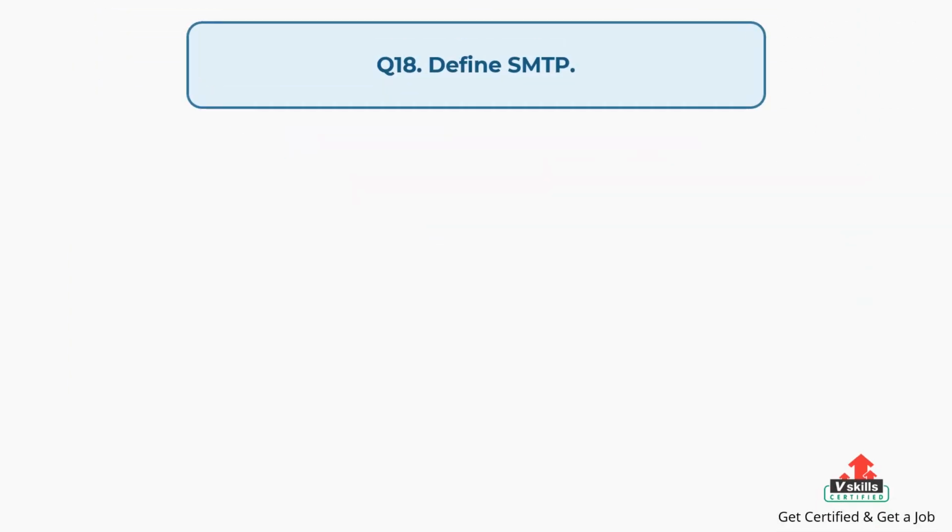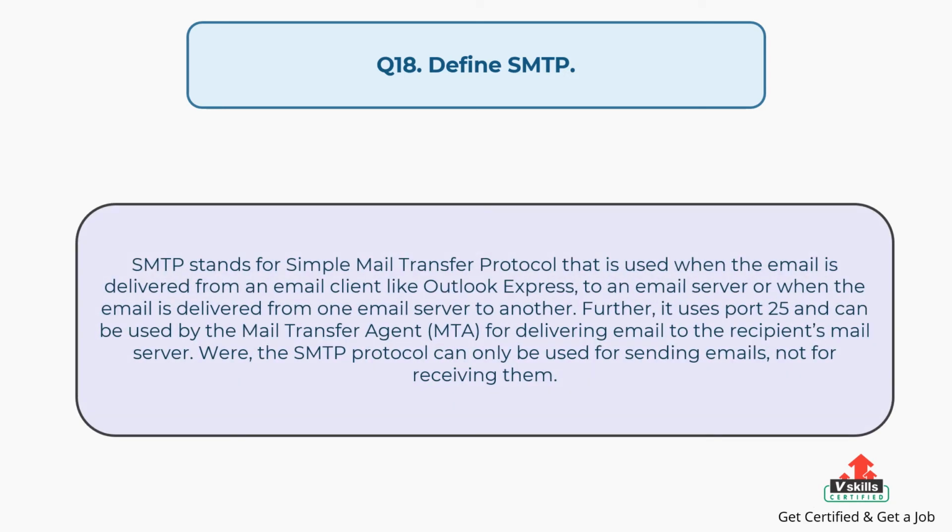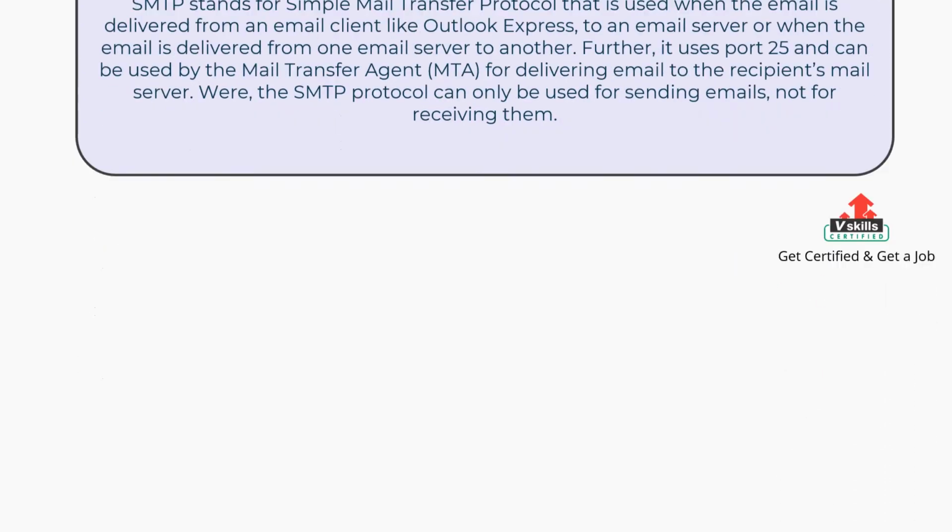Question number 18. Define SMTP. The answer is SMTP stands for Simple Mail Transfer Protocol that is used when the email is delivered from an email client like Outlook Express to an email server or when the email is delivered from one email server to another. Further, it uses port 25 and can be used by the Mail Transfer Agent, MTA, for delivering email to the recipient's mail server. The SMTP protocol can only be used for sending emails, not for receiving them.